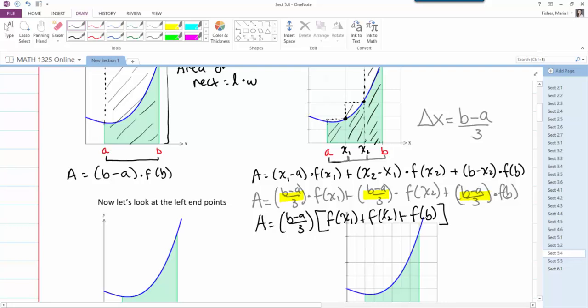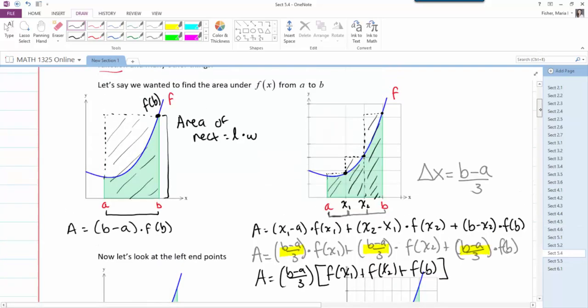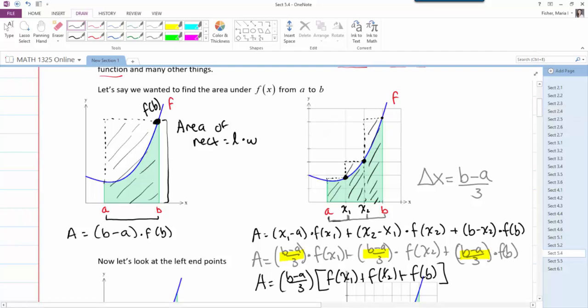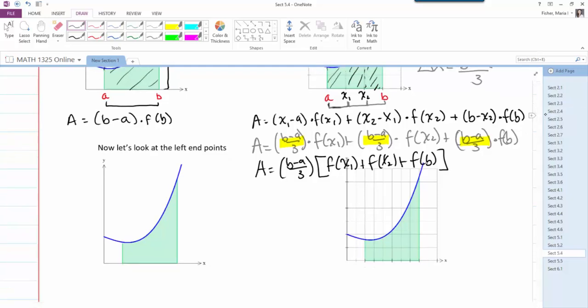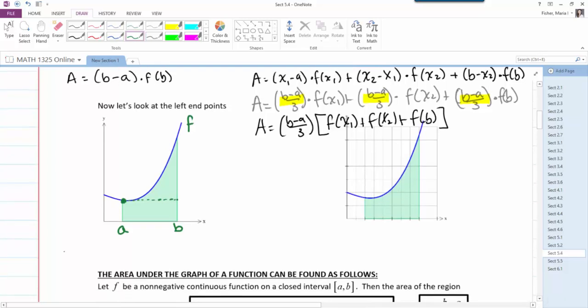Now we're going to look at it with the left endpoints. What's the difference between the right endpoints and the left endpoints? For both of these examples, we used right endpoints. We looked at the right endpoints of our rectangle. We're going to do the same thing again, but now we're going to find the area using rectangles with left endpoints. So we're going to call this f, and here's a, and here's b. We're looking at this rectangle right here. The area of this rectangle is b minus a times f of a, because now my height would be f of a.